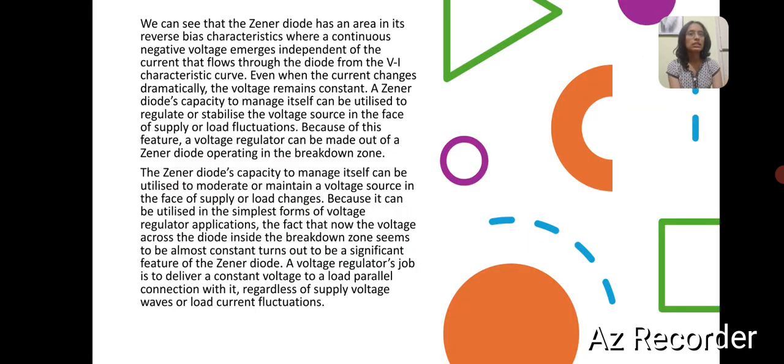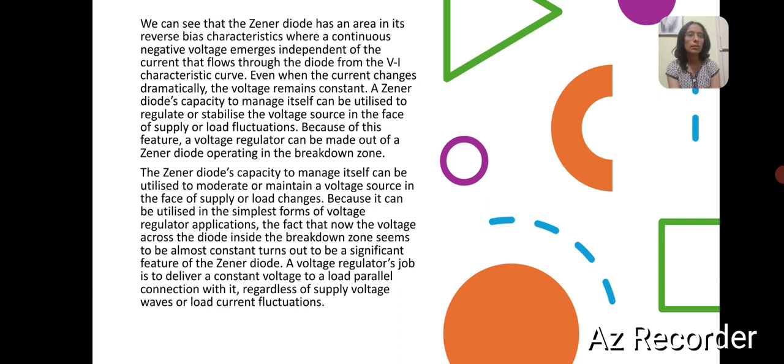We can see from the VI characteristic curve that the Zener diode has an area in its reverse bias characteristics where a continuous negative voltage emerges independent of the current that flows through the diode. Even when the current changes dramatically, the voltage remains constant. A Zener diode's capacity to manage itself can be utilized to regulate or stabilize the voltage source in the face of supply or load fluctuations. Because of this feature, a voltage regulator can be made out of a Zener diode operating in the breakdown zone.